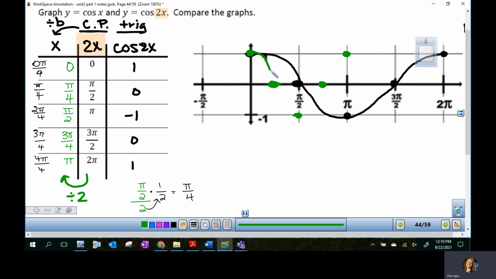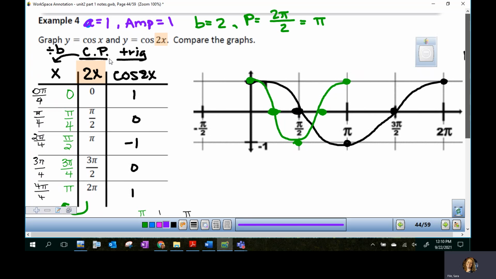Okay, so I sketch the curve. Now I want to verify what I said at the beginning about the amplitude and the period. So the amplitude is from the high point to the midline, or you could measure from the low point to the midline. What is that distance? 1. Is that what we said the amplitude should come out to be? Yeah, so that checks out.